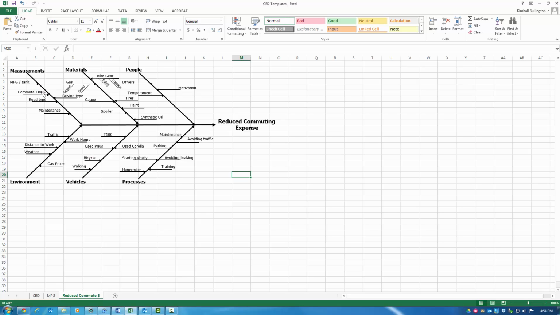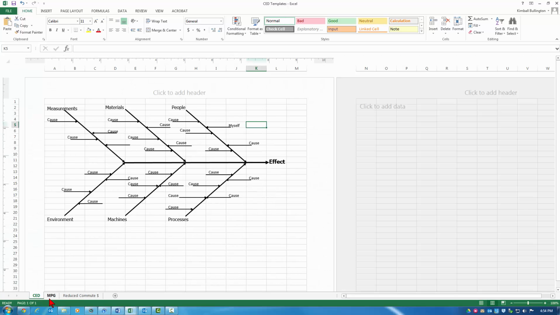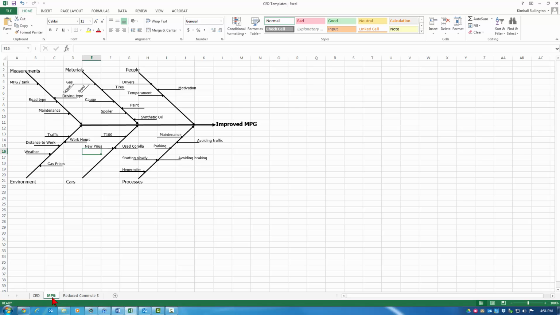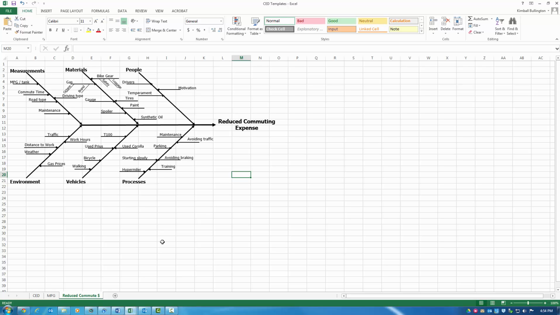Now here I've put in a new measurement, which is commute time, because if I do either one of these, bike or walk, then most likely I'm going to increase my commuting time, and it might not be worth it. So this is an example of how to create cause and effect diagrams from a template, customize them, and then even change them and refine how you make your improvement.